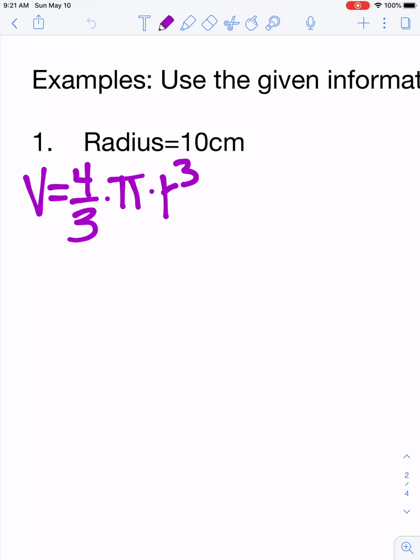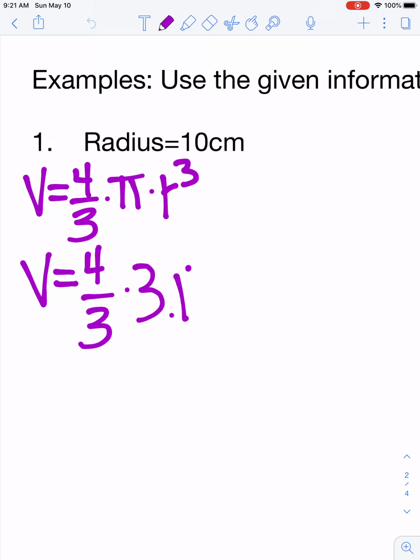So the only piece of that we don't know from this formula is the radius, but it gives us the radius. So volume equals 4/3 times, let's use 3.14 for pi, times the radius, which is 10, cubed. So 10 cubed means 10 to the third power.